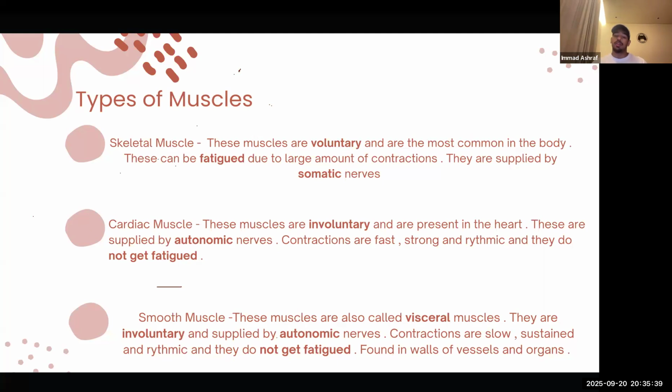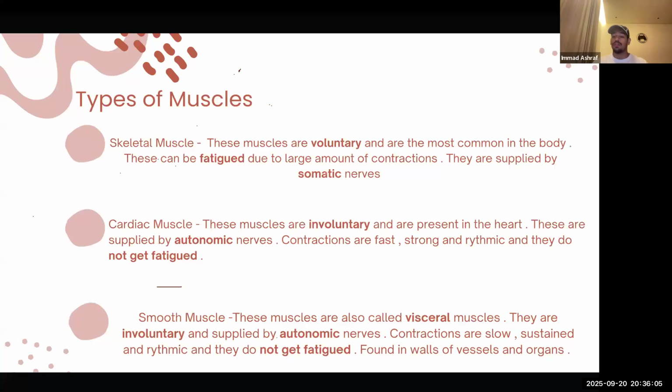Then you have cardiac muscles. These are involuntary, so you can't control them. You can't tell your heart to stop beating, right? They're present in the heart. They're supplied by autonomic nerves. Forget the nerves for now: somatic, skeletal or voluntary; cardiac, involuntary. The contractions are fast, strong, and rhythmic, and they do not get fatigued. Your heart never stops until the day you die.